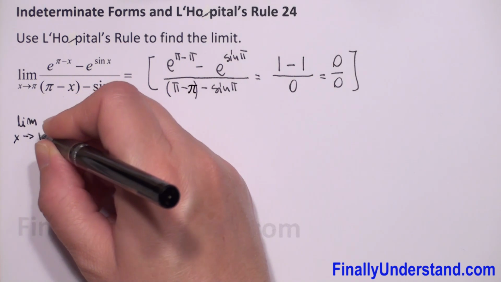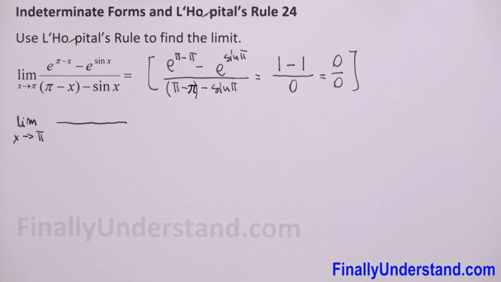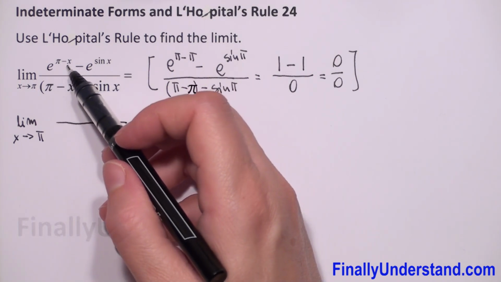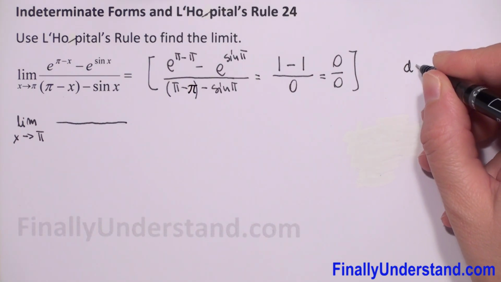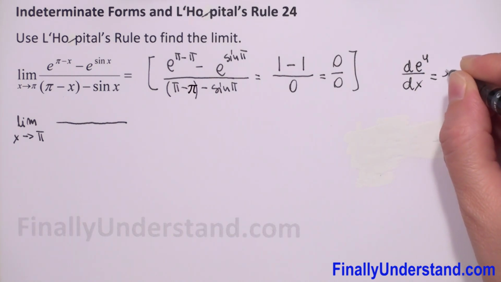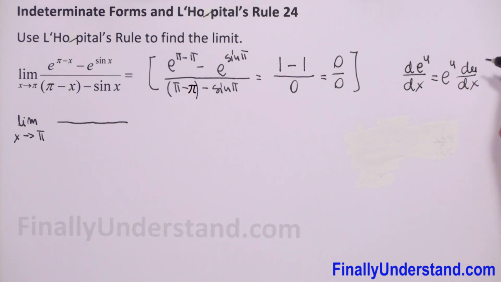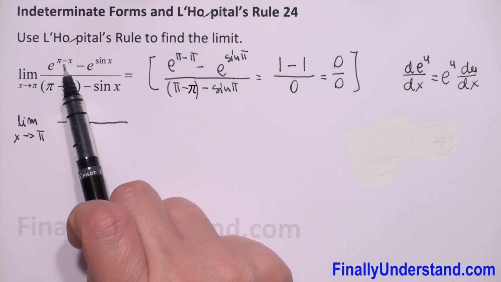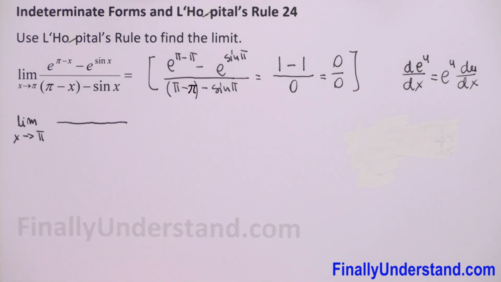as x approaches pi, and now we have to find the derivative of the function which is in the numerator and the derivative of the function which is in the denominator. So we have e to power pi minus x. The derivative d of e to power u with respect to x is equal e to power u times du to dx. So in the first part we have u equal pi minus x. Next we have u equals sine of x.